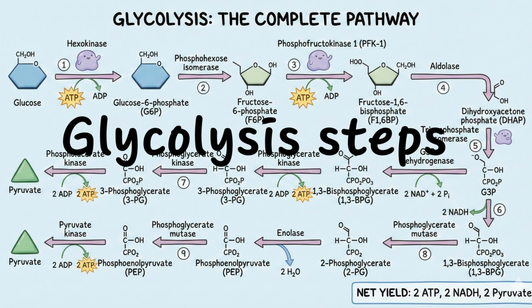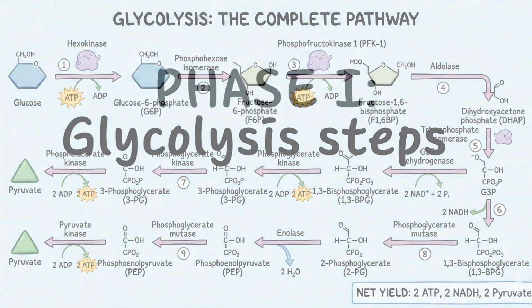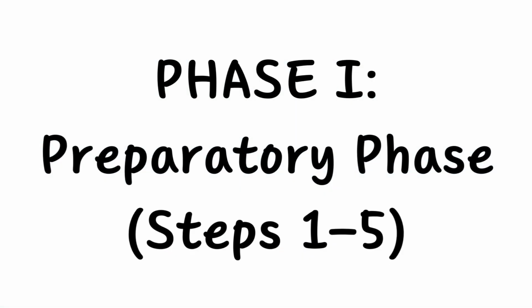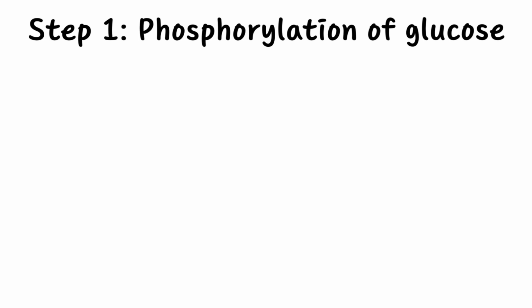Glycolysis has 10 steps, and each of these phases has 5 steps. So we have the first 5 steps in phase 1 and the last 5 steps in phase 2. You can also call these stages. So let's look at the 10 steps of glycolysis in relation to the two phases. So phase 1, the preparatory phase. Step 1, phosphorylation of glucose.